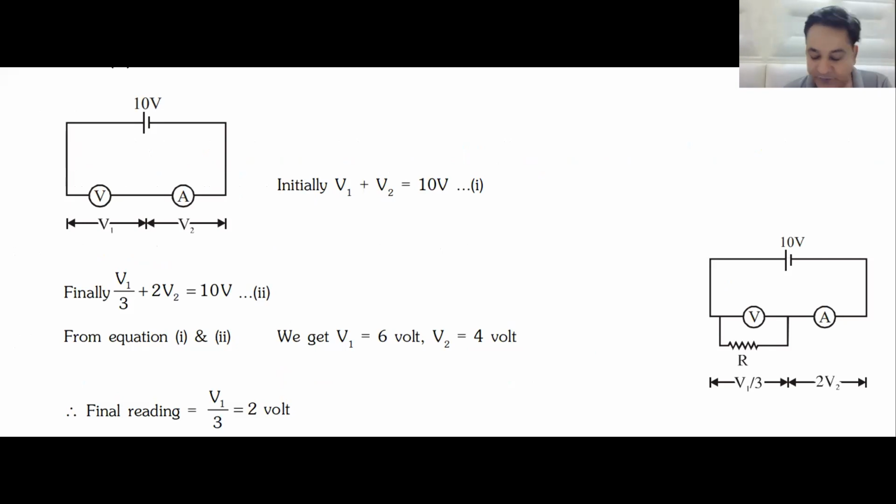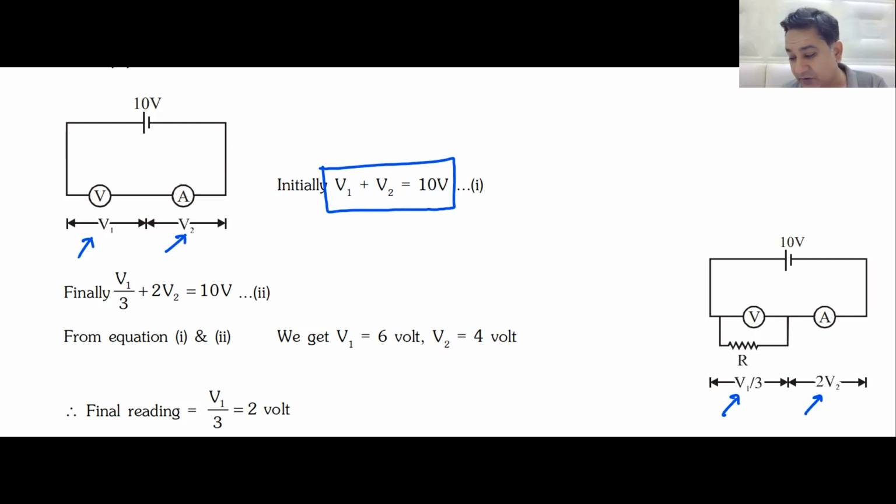See, it's pretty simple. Yes sir, same I did. Same you did. This is V1 and this is V2. First case, V1 plus V2 is 10 volts. Yes or no? Yes sir. In the second case, this is V1 by 3 and this is 2V2. Current becomes twice, so potential difference across the meter becomes twice. Calculation mistake, sir. You got the answer as 2 volts. Well done, bacha.